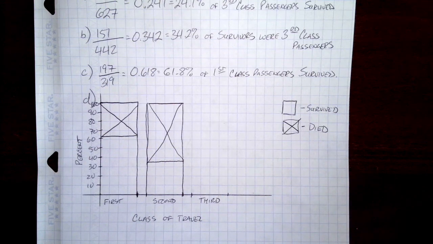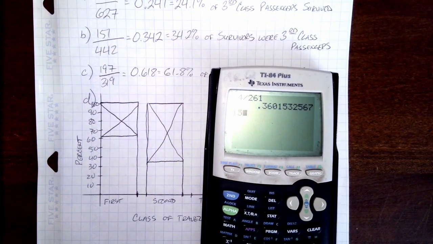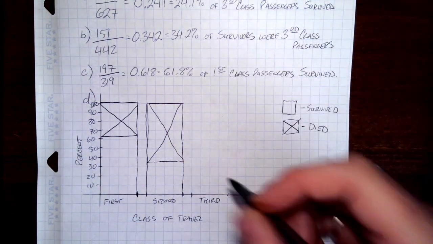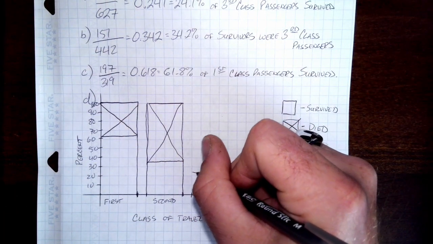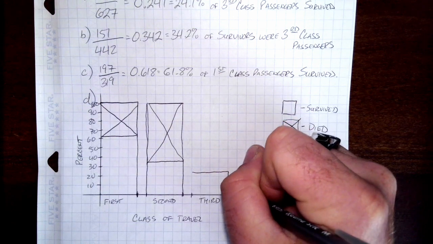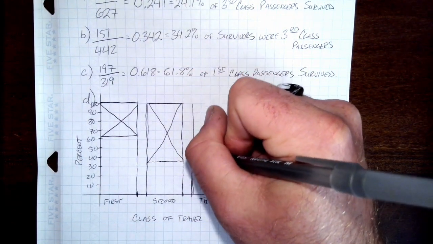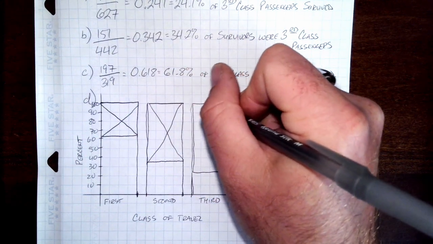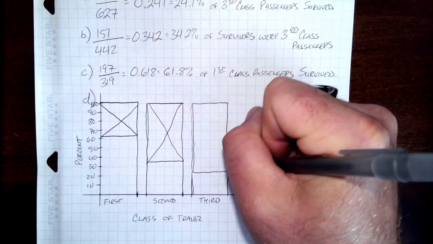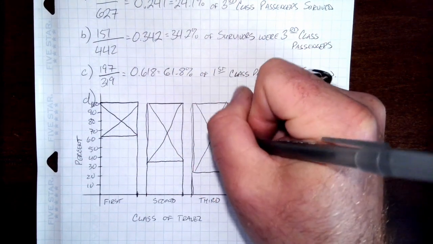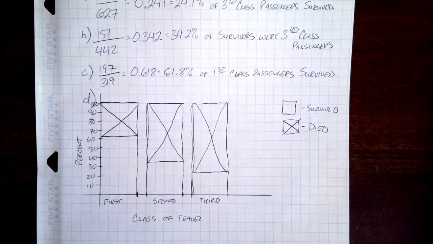And then third class passengers, 151 out of 627, 24.1% survived, somewhere around there. And the remainder perished. Something like that.